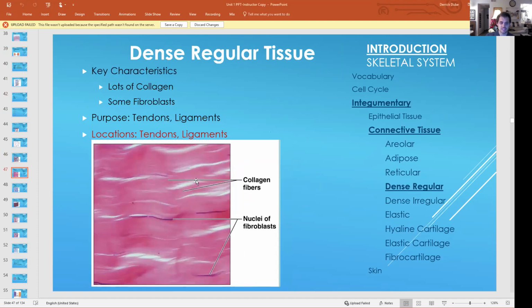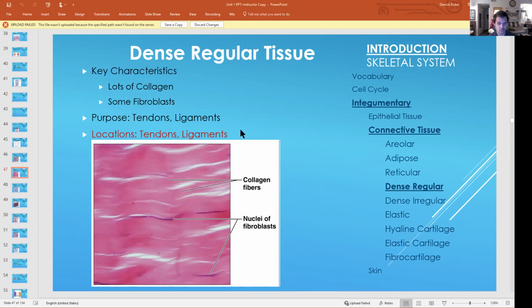So now we're getting into this dense tissue, right? Super dense, not a lot of ground substance in there. This is what you're going to find in tendons and ligaments. And again, dense regular, so it's all in a line, everything going in a line. It creates a lot of tensile strength in one direction, to keep your bones from pulling apart. You've got your ligaments to keep your bones attached.